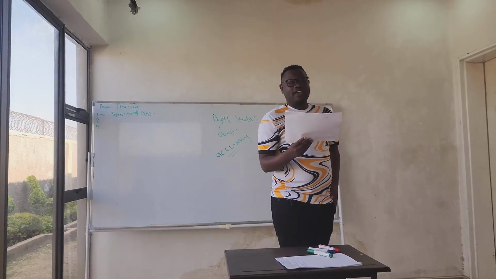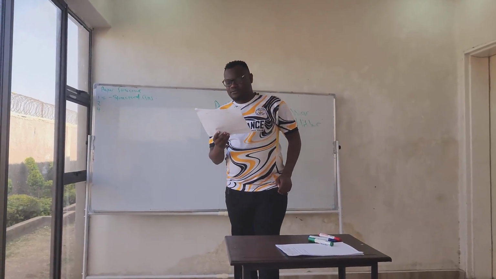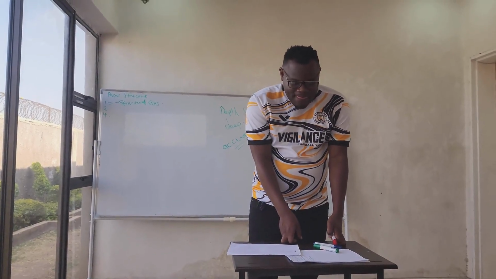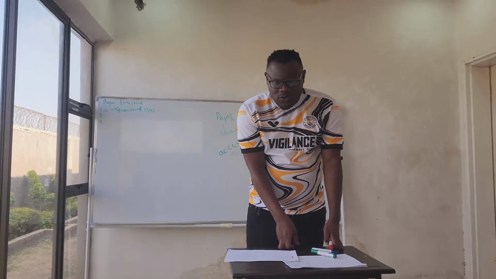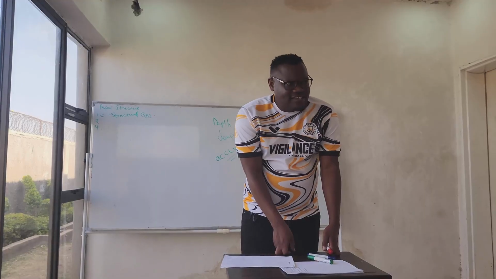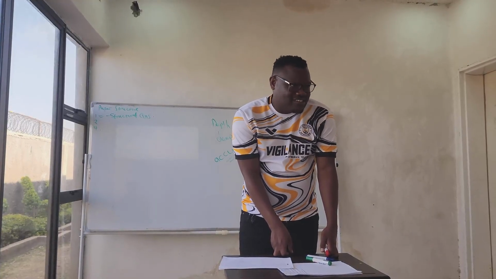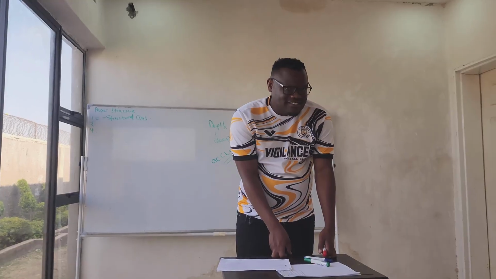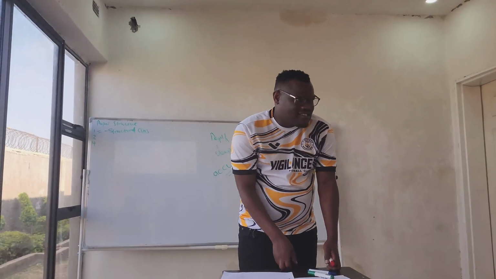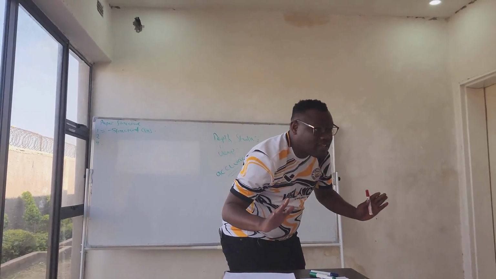Troy, can you read 4A for us? What were the aims of the Triple Alliance? Claire, what is the question demanding us to write? It just wants the aims of the Triple Alliance. Simple. Are you getting what I'm saying?